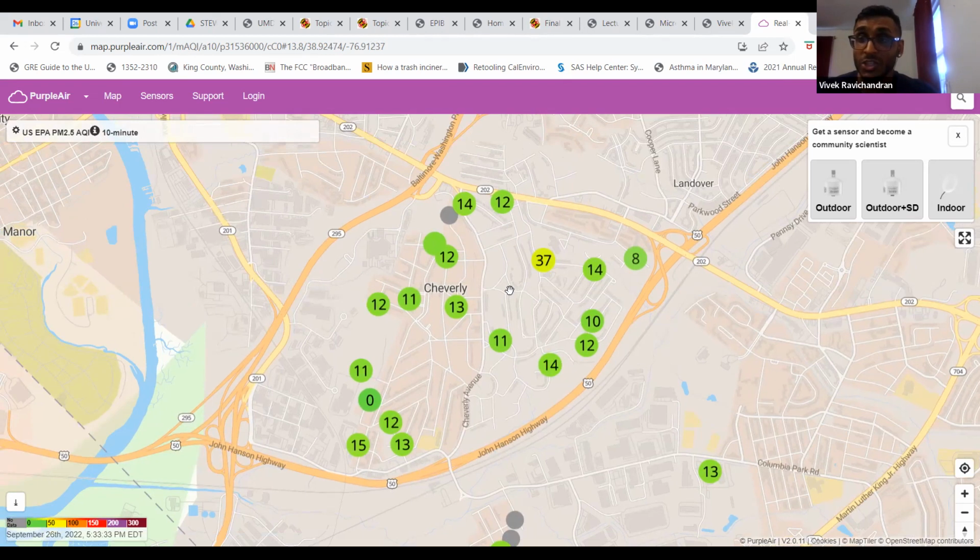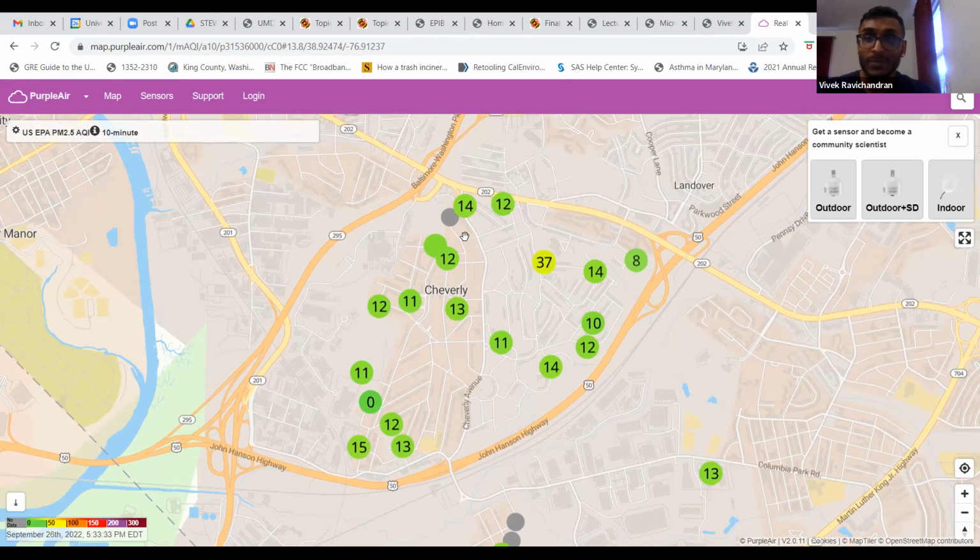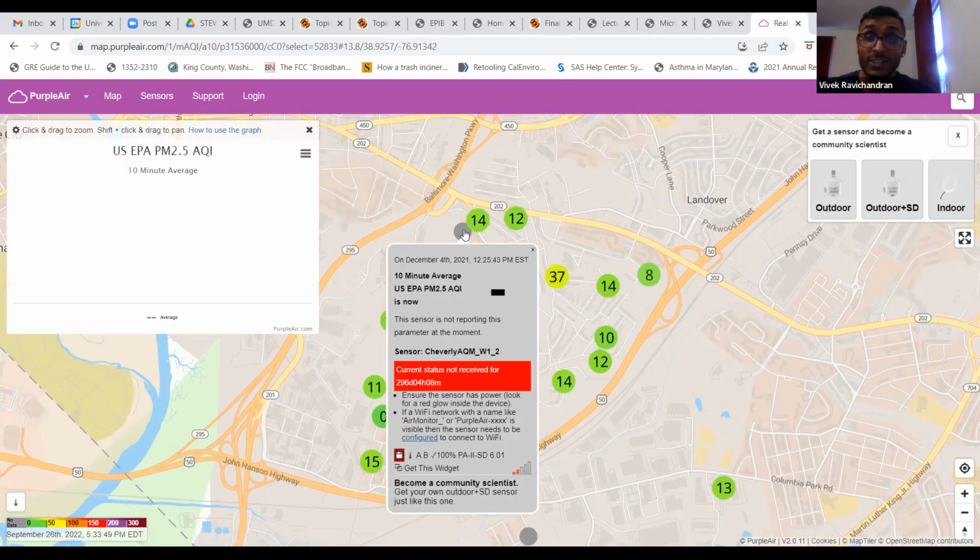offline versus online. Let's say a storm hits Cheverly and it knocks out power or breaks the wires of the Purple Air monitor, then it'll end up looking something like this. And this is a great example. If the circle's gray and there's no number on it, that means it's not collecting data. The good thing about Purple Air is it tells you exactly how long it hasn't been receiving data for. And this is pretty much close to a year.